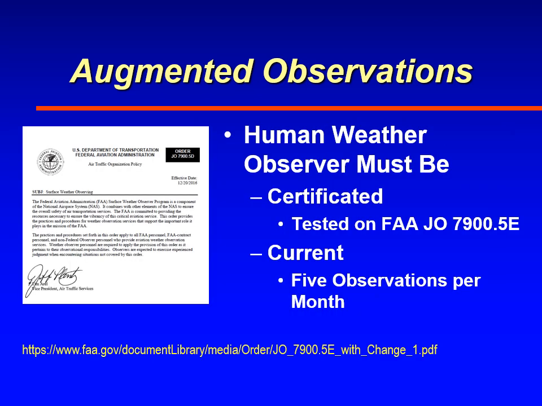As mentioned earlier, human weather observers need to be certified. They need to read a book, take a test, and then they have a certificate on file which says they can make weather observations and they can make METARs. The test, of course, is based on the FAA Joint Order 7900.5E. Weather observers also have to be current, and currency means they have to make 5 weather observations per month to hold their currency.